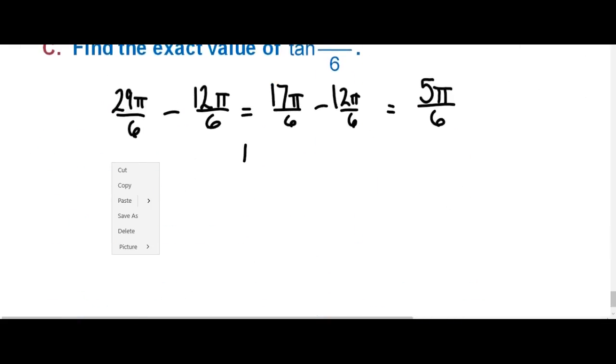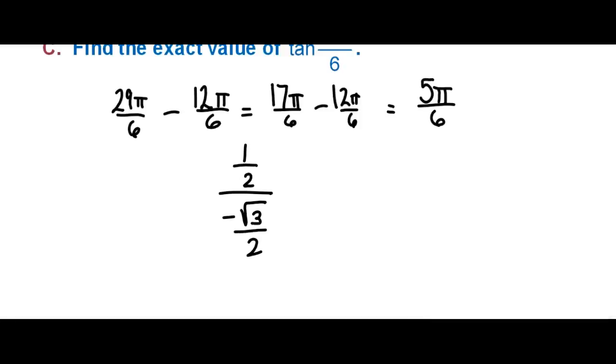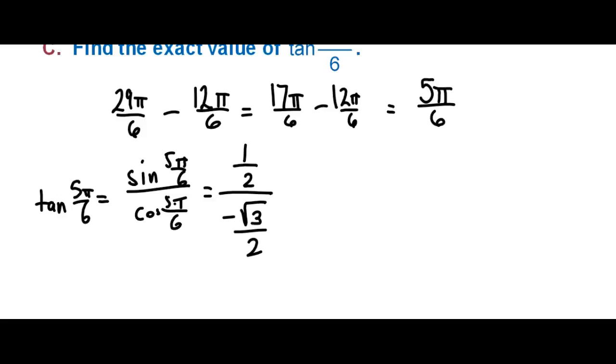So if we take 1/2 over negative square root of 3 over 2, since tangent of 5 pi over 6 is the same as sine of 5 pi over 6 over cosine of 5 pi over 6, which is 1/2 over negative root 3 halves. Our halves essentially cancel out, and we're left with 1 over negative root 3.